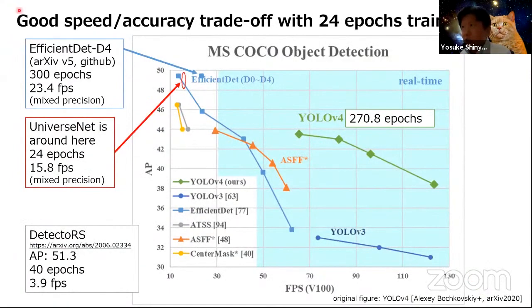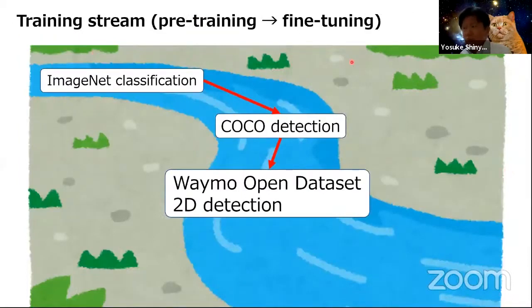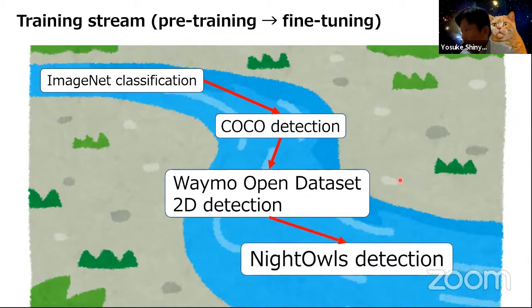UniverseNet achieves a good speed-accuracy trade-off with only 24 epochs of training. Next, I fine-tune the Waymo Open dataset models on NightOwls detection.